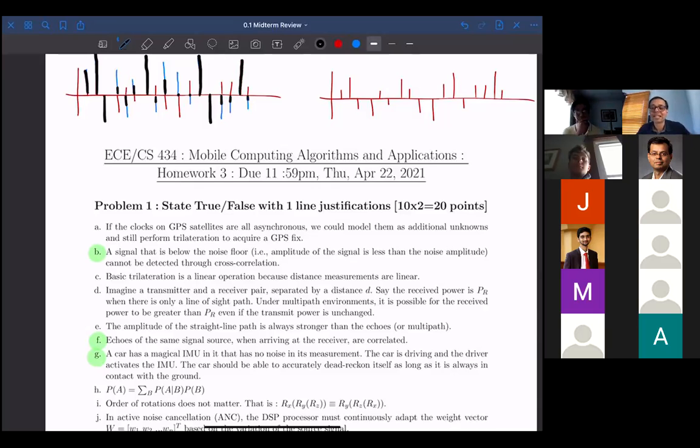Guys, does that make sense? Black is the net signal that you're going to get. The question is, this black signal is the GPS signal that you've received, and you know that the GPS transmitter is transmitting this signal.